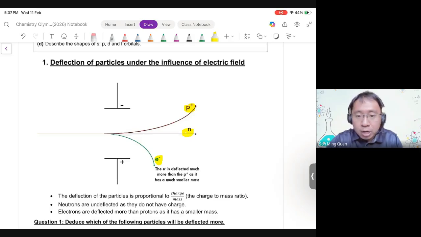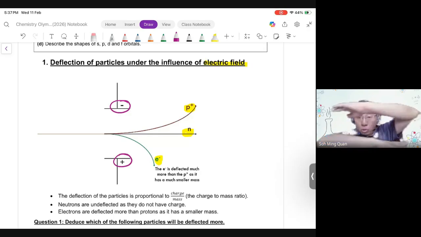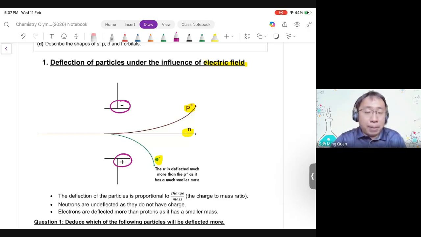Of course, these three types of subatomic particles differ in terms of their charge and their mass. One of the first things that scientists discovered was that protons, electrons, and neutrons have different charges and different masses. One way to experimentally prove that is to subject these particles to the influence of an electric field. Electric field literally means I put them between two parallel plates. One plate is positively charged and the other plate is negatively charged.